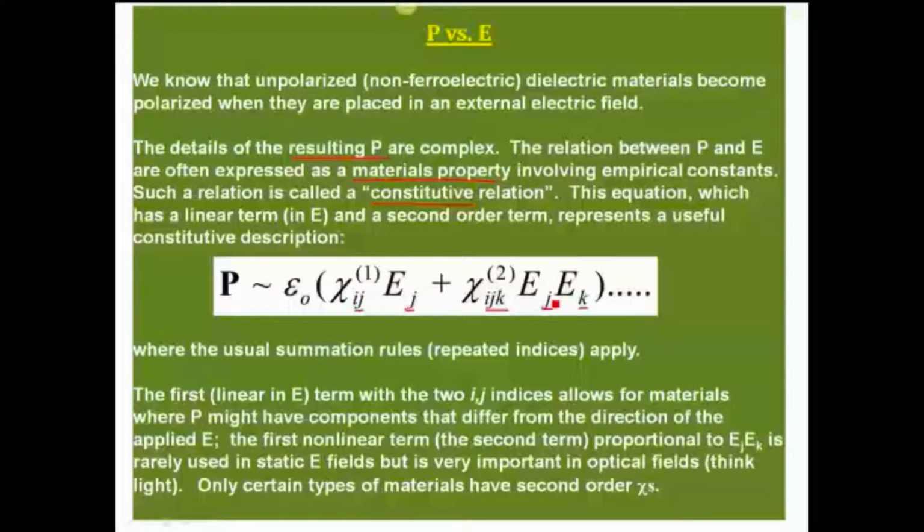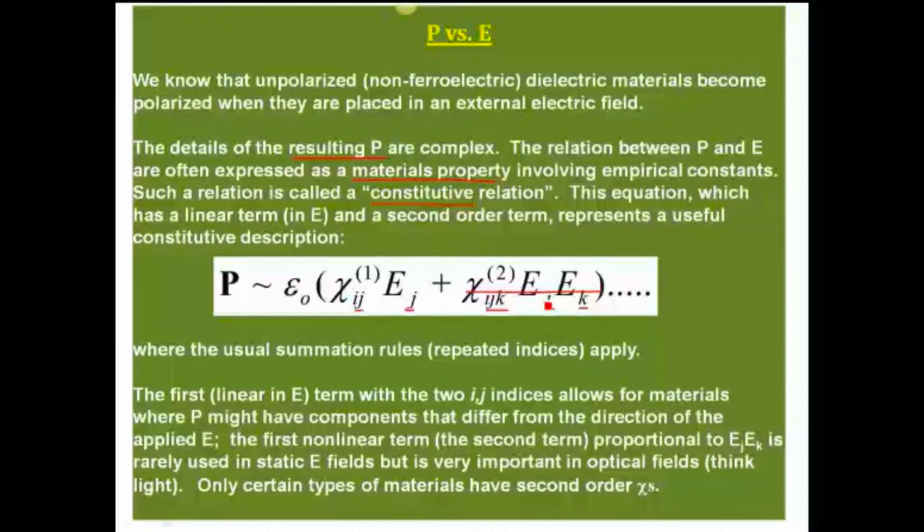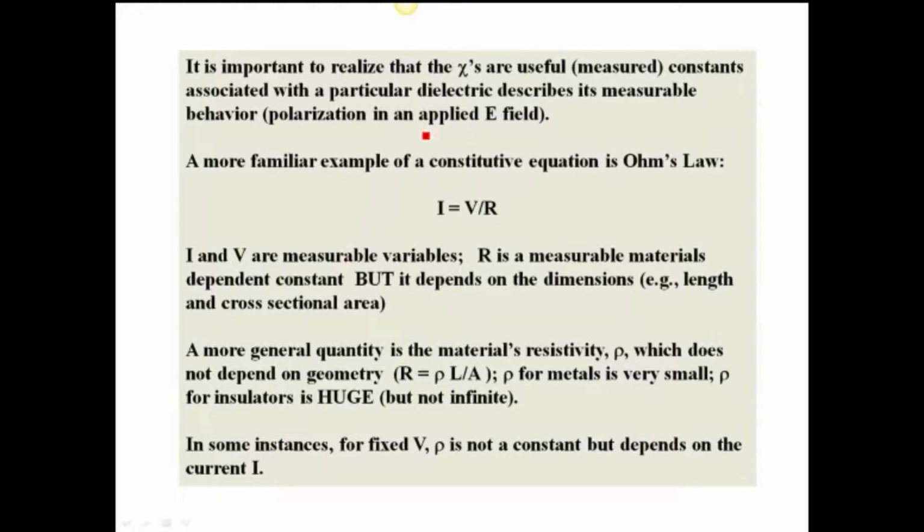If you look at the materials that we're going to be discussing in this course, we can ignore this term, and we can make this a simple constant times the value of the field, a vector value, which is related to P. So it's important to realize that the chi's are useful, measurable constants, and they're associated with a particular dielectric and describe the behavior of polarization in an applied E field.